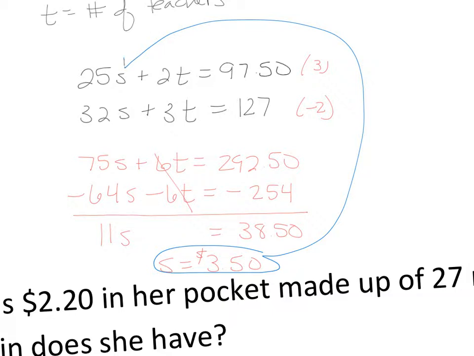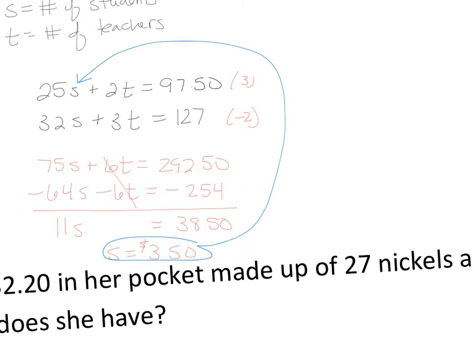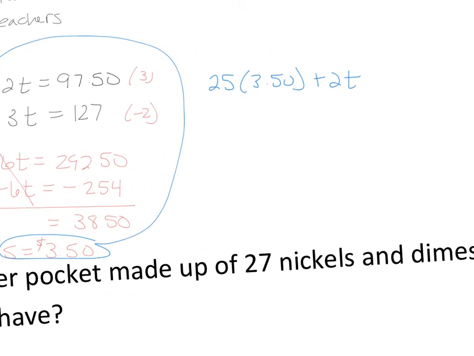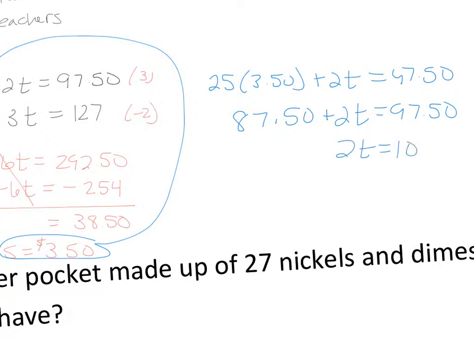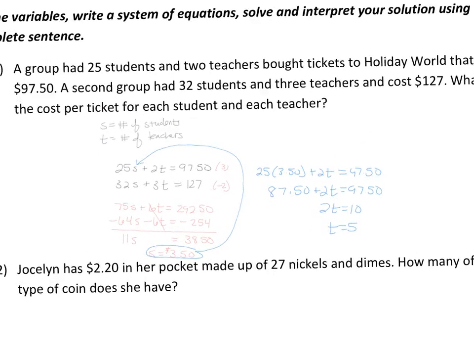Okay, now I'm going to take that and plug it back into either equation. I'm just going to put it in the top, but it doesn't matter which one. So I'm going to have 25 times 3.50 plus 2T equals 97.50. All right, so 25 times 3.50 is 87.50, plus 2T equals 97.50. Now I'm going to subtract the 87.50 over and get 10, and then divide and get 5. Okay, all right, so what does this mean?